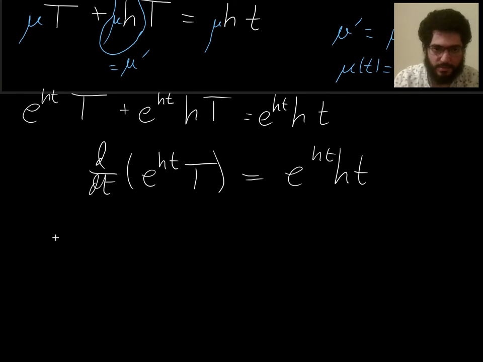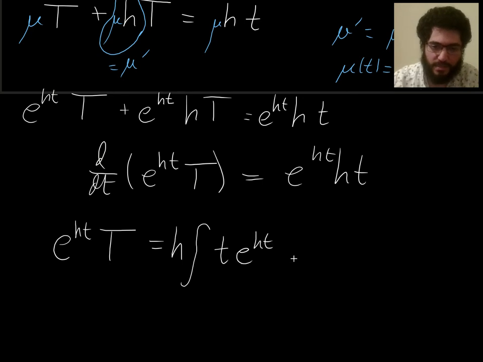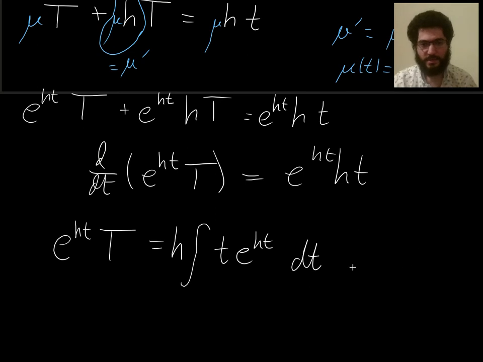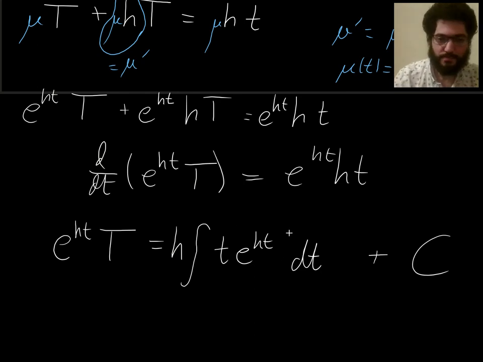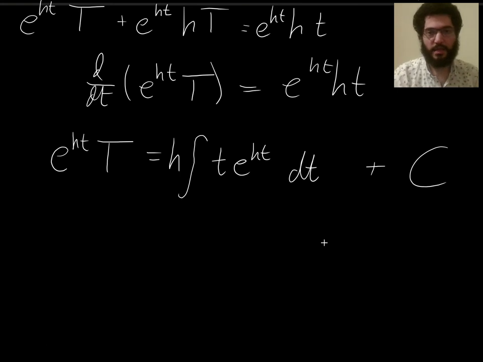Now we can integrate, so e to the ht times T equals, and this is kind of annoying, so let me pull out the h. Let me write it in this order. Now I have to integrate t times e to the ht with respect to t. And after I do this integral, I can throw in the plus C, but let me just throw it in now so I don't forget. Yeah, so this is going to be kind of a pain. This is not such an easy integral to do. And it's totally fine to use Mathematica or Wolfram Alpha or whatever.